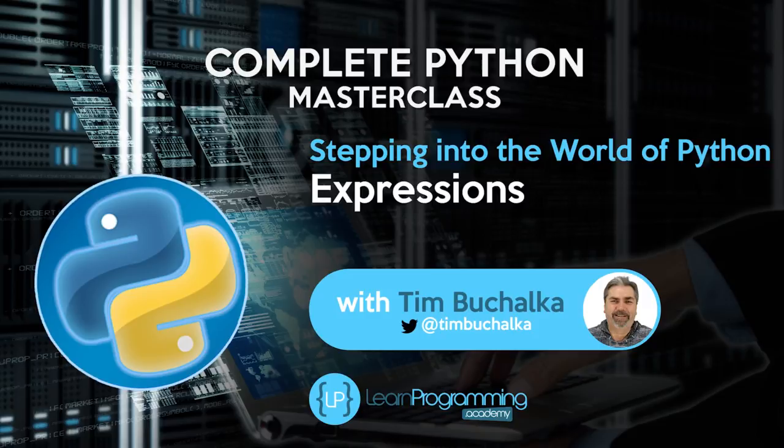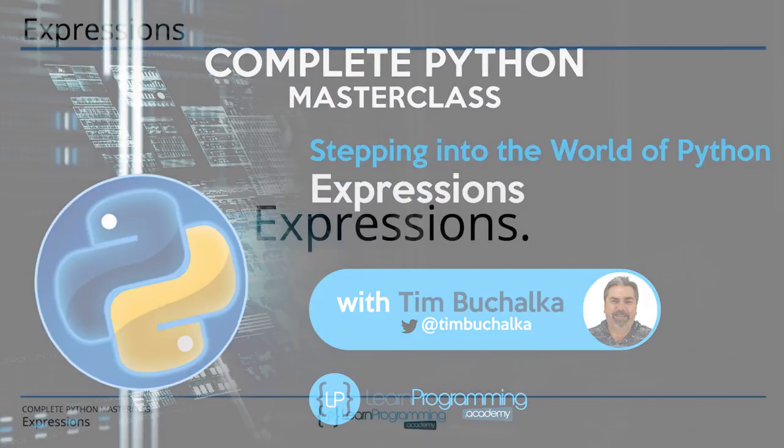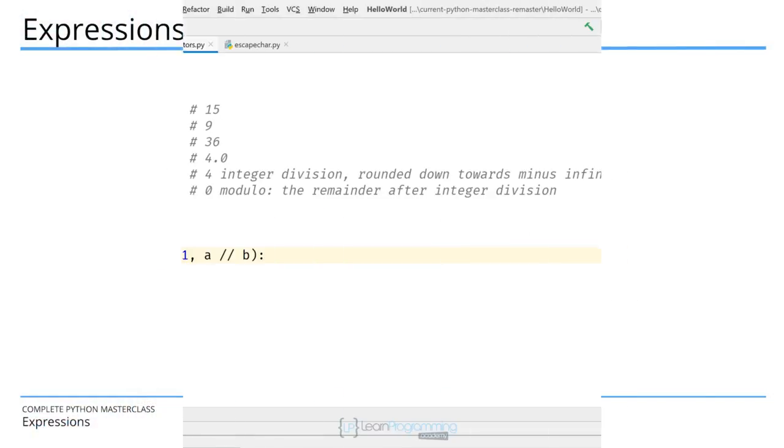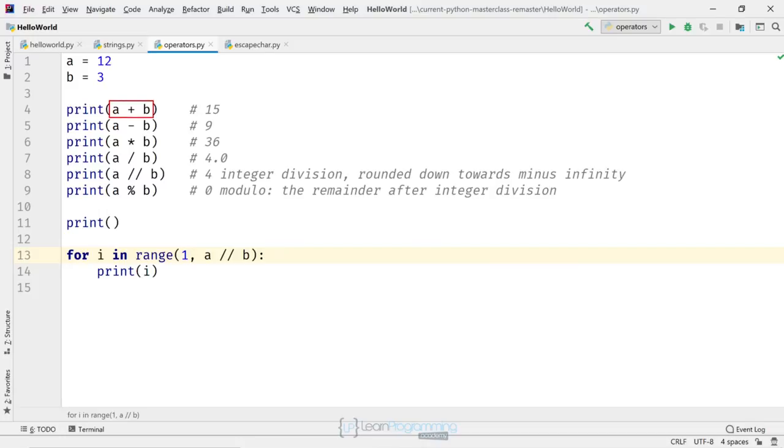In Python, an expression is anything that can be calculated to return a value. So on line 4, we've got the expression a plus b. Python evaluates that expression and prints the value 15. On the next line, we've got a minus b, and that evaluates to the value 9.